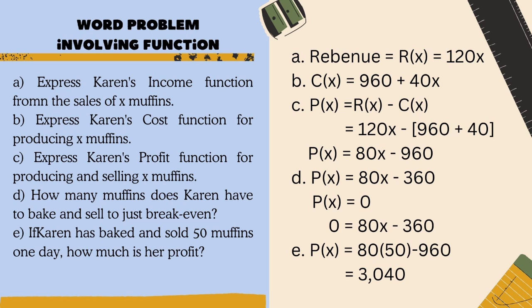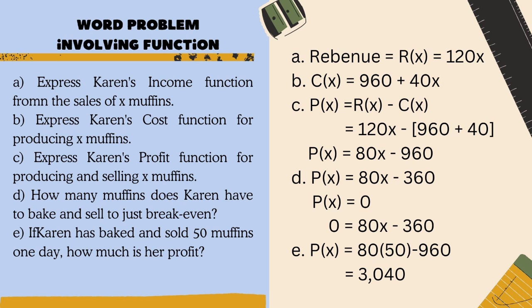For letter C, express Karen's profit function for producing and selling x muffins. Karen's profit function will be P(x) equals R(x) minus C(x), which equals 120x minus (960 plus 40x). So we will get P(x) equals 80x minus 960. D. How many muffins does Karen have to bake and sell just to break even?